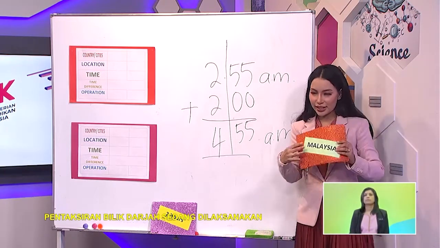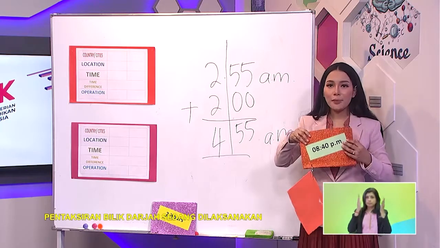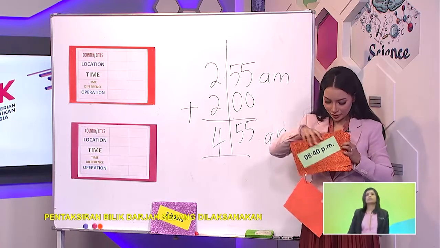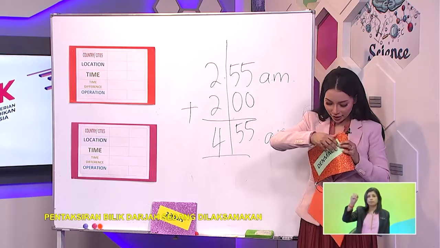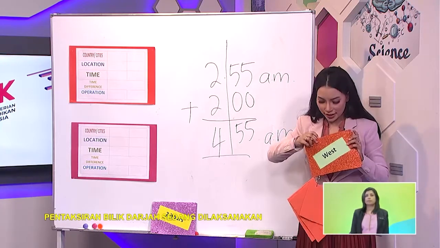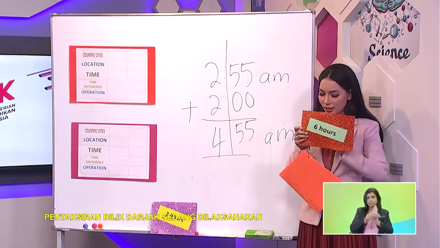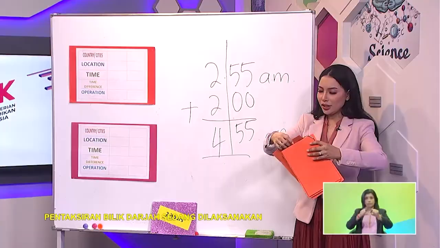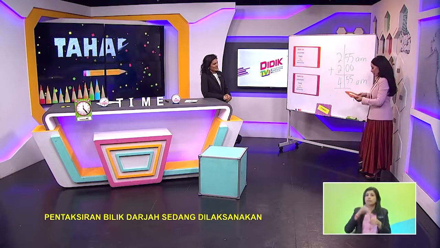My riddle is Malaysia. It's 8:40 p.m. And then it's in Denmark. And the information is west. And the last one, it's 6 hours time difference. The time difference. So, they want the time in Denmark. Denmark, okay.